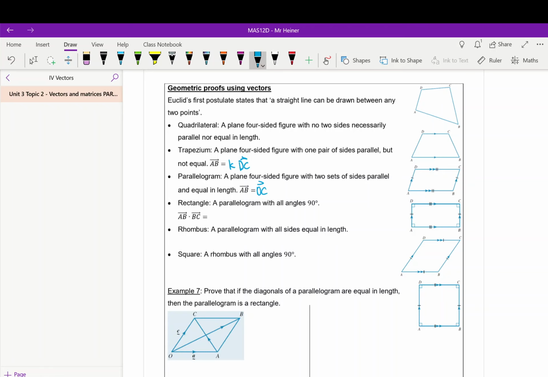Then we have a rectangle with all angles 90 degrees. So if we were looking at AB dot product with BC, because the angle between them is 90 degrees, that's going to give us 0. A rhombus is a parallelogram with all sides equal, and a square is a rhombus with all angles 90 degrees.